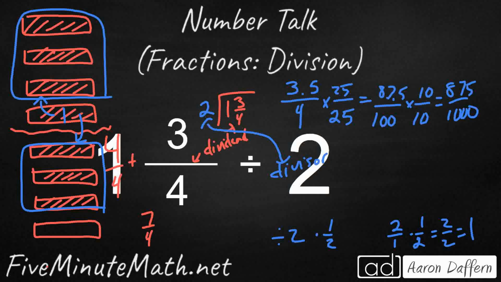All right, so let's take my 7/4, and instead of dividing by 2, let's multiply by the reciprocal, right? And guess what I get? 7/8. And you know what 7/8 equals? 875 thousandths. So we can envision this as 7/8.